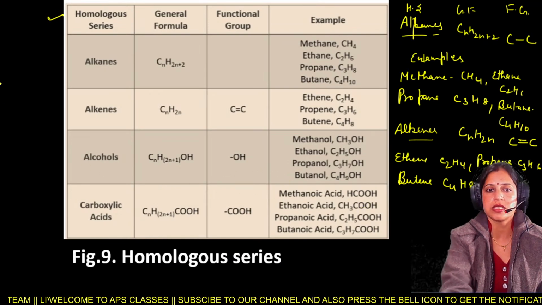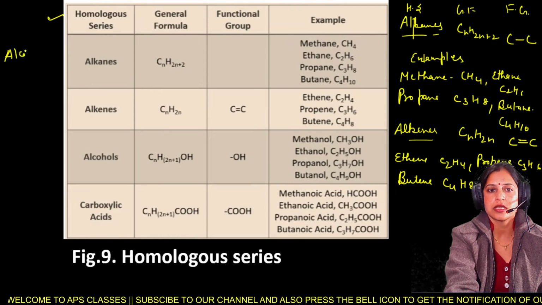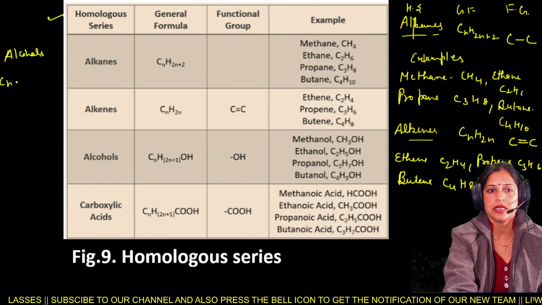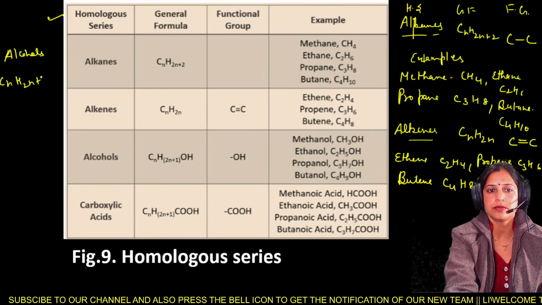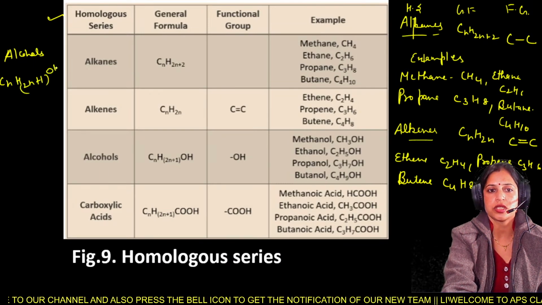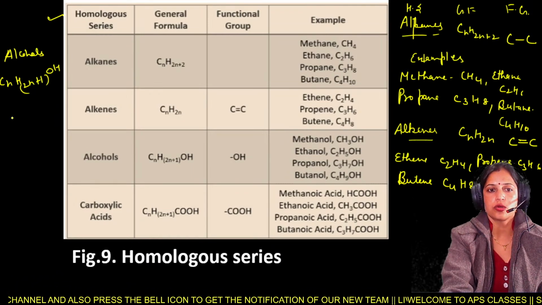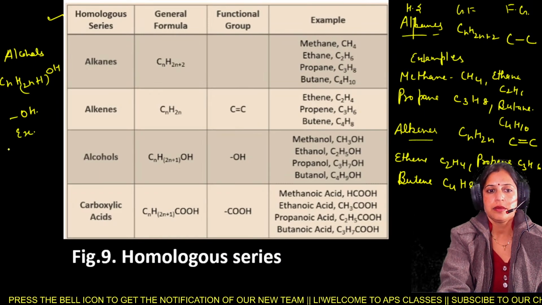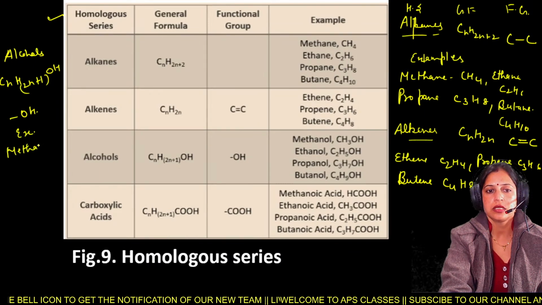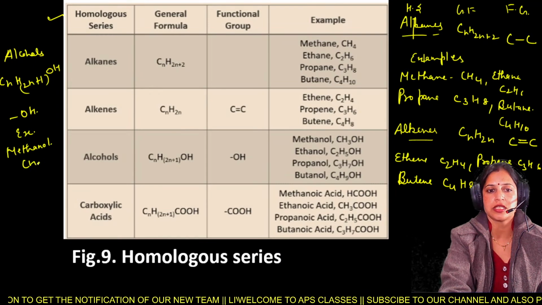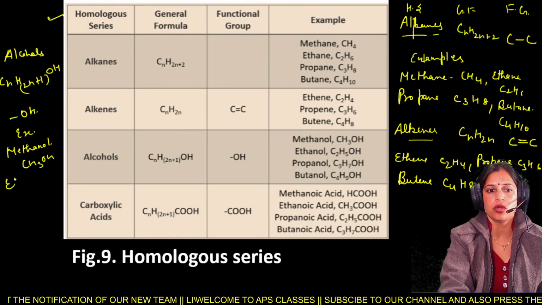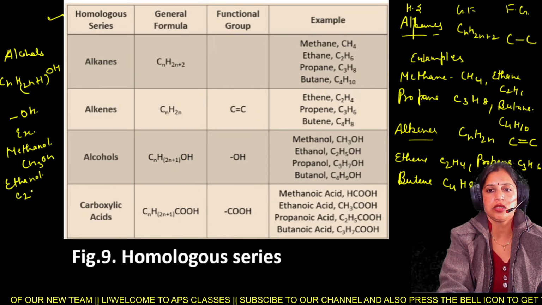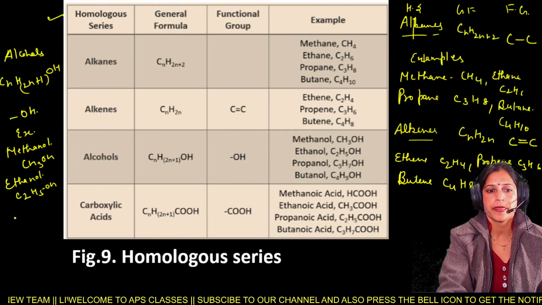Next homologous series is alcohols. General formula of alcohols is CnH2n+1OH. Functional group is OH. Examples are methanol, and the formula of methanol is CH3OH. Ethanol, formula of ethanol is C2H5OH. Propanol.